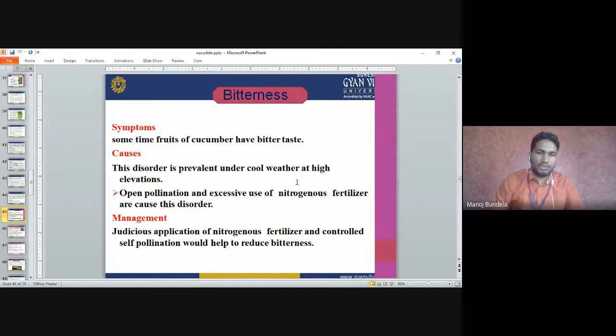Management: judicious application of nitrogen fertilizers and controlled self-pollination would help to reduce the bitterness. So to control the bitterness, what we have to do? We have to control the open pollination, and we will not apply so much nitrogen fertilizer. It is mainly due to heavy application of nitrogen fertilizer that the bitterness occurs.